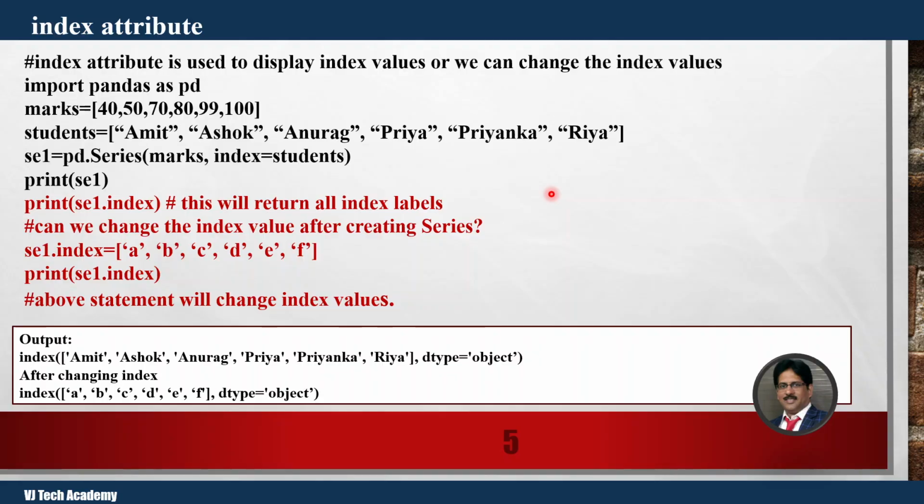So let's start with the series attributes one by one. First, we are talking about the index attribute. The index attribute is basically used to display the index values, or we can change the index values also. What I have done here is I just created a series, and after creating the series, if I write se1.index, then it will print all the index labels.